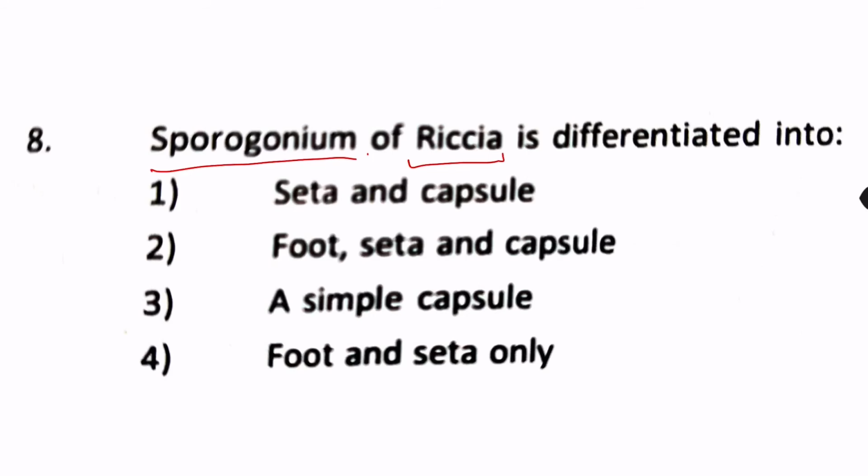Okay, so seta and capsule is wrong. Foot, seta, capsule is wrong. A simple capsule will be the right answer. They have only the capsule. Foot and seta is also wrong. So answer number 3 is the correct option.